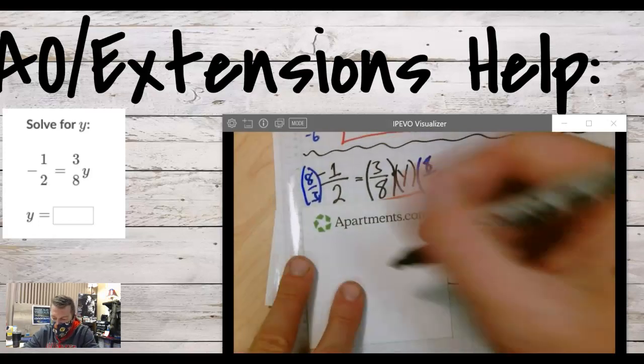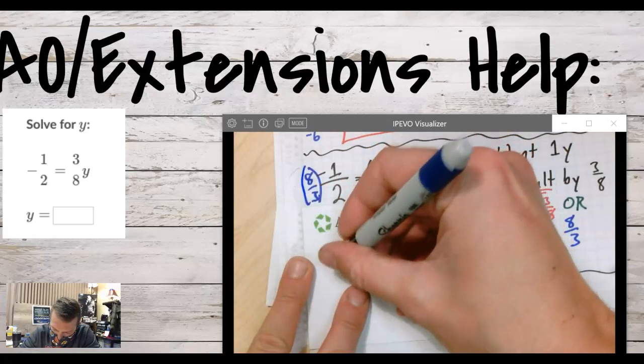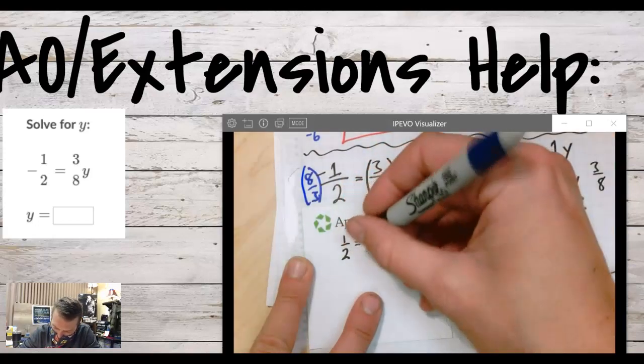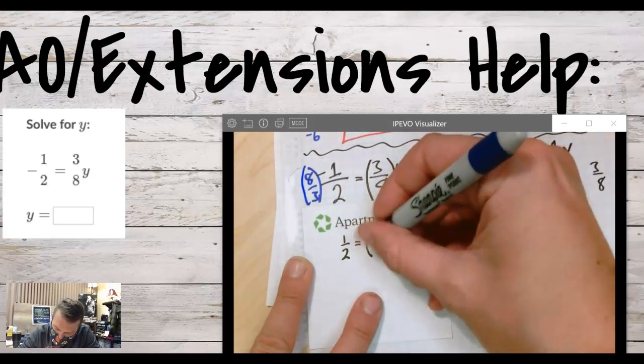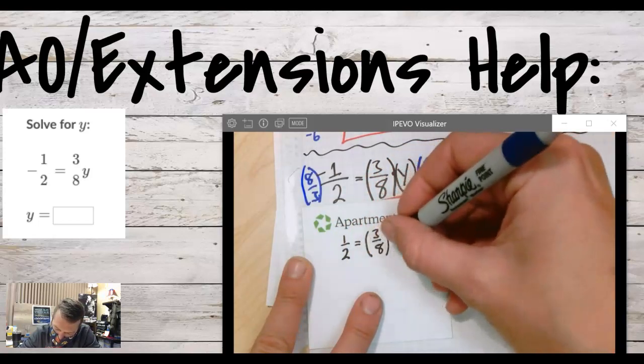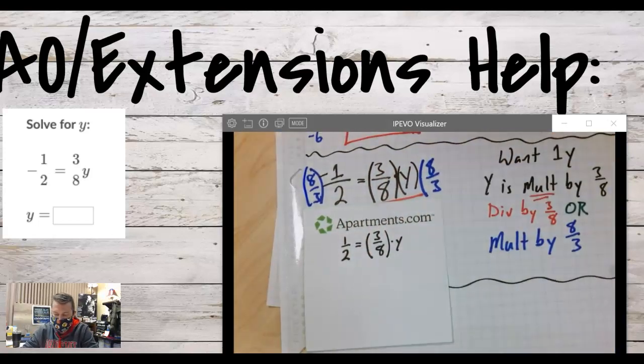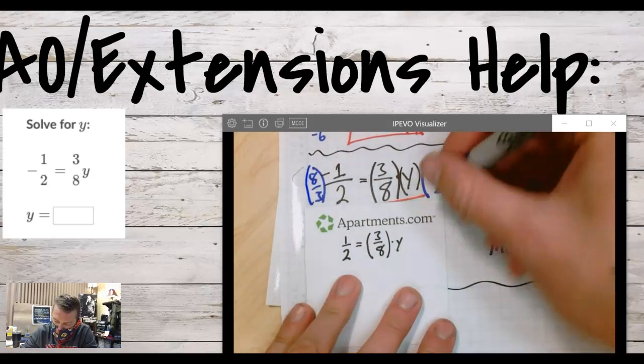So I'm going to write what we started with. 1/2 equals 3/8 times y. And then we said we're going to multiply by 8/3 on both sides.